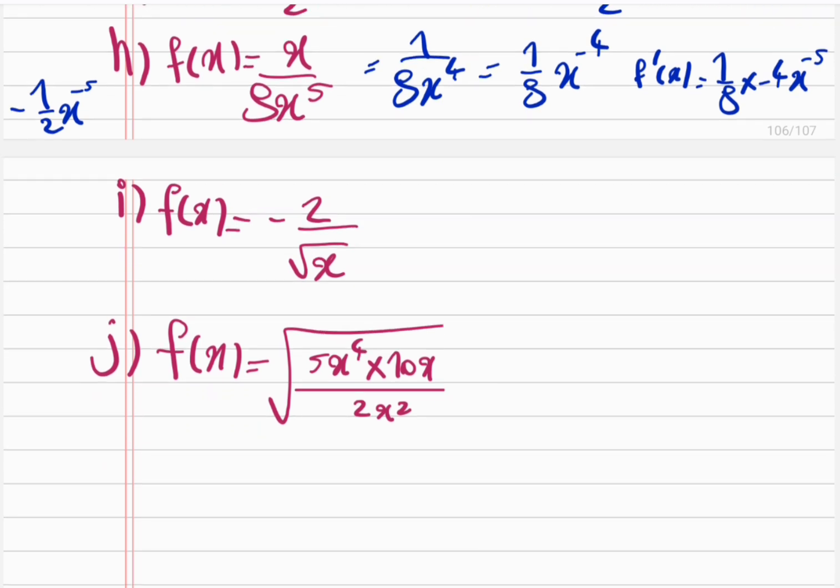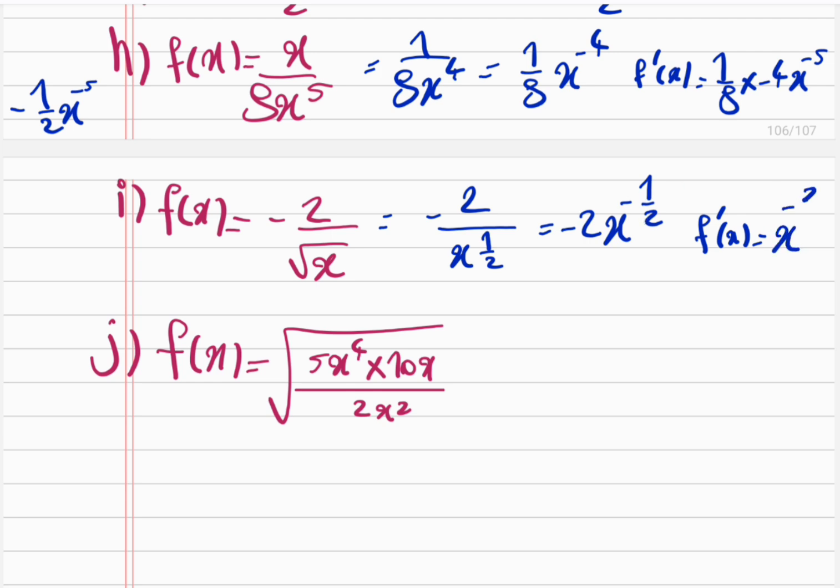Okay, now for part I, we use the same technique basically, because we have a function which is not in a very nice form. So first of all, let's write root x as x to the power of half, and we want to make this in the form x to the power of n. So this can be written as minus 2 times x to the power of minus a half. Now let's differentiate this. So it is minus 2 times minus a half, which is just 1, and then just x to the power of minus a half minus 1, which is minus 3 over 2. So that's the derivative.